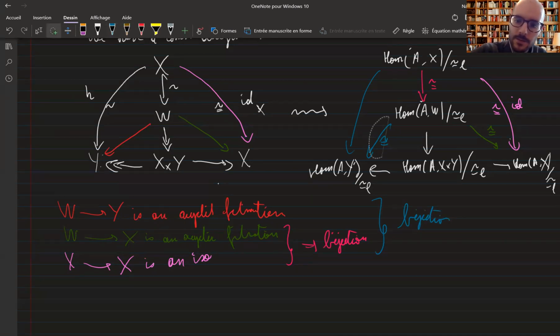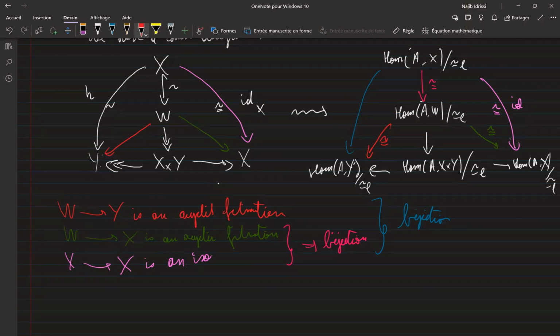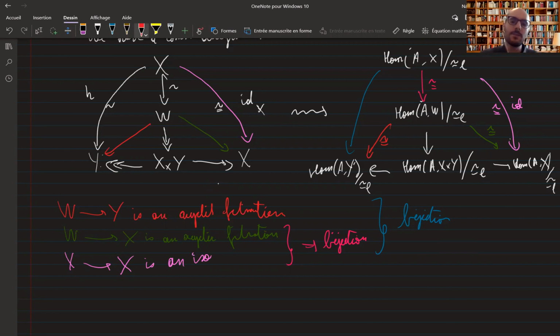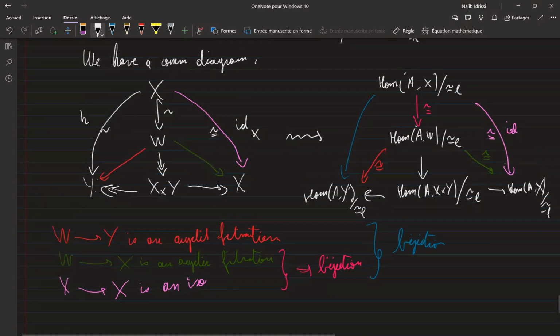Okay. I did something stupid here. All right, so here you have a triangle, two bijections. So the third is a bijection. And here you have a composition of two bijections. So the third is a bijection. All right. So this is a clever argument to prove that if you have something which sends acyclic fibrations to bijections, then it sends weak equivalences between fibrant objects to bijections, right?